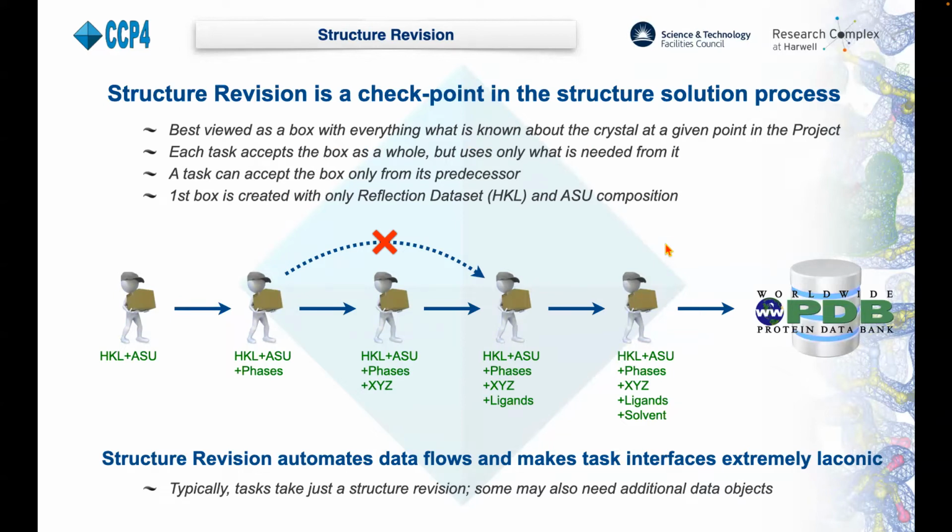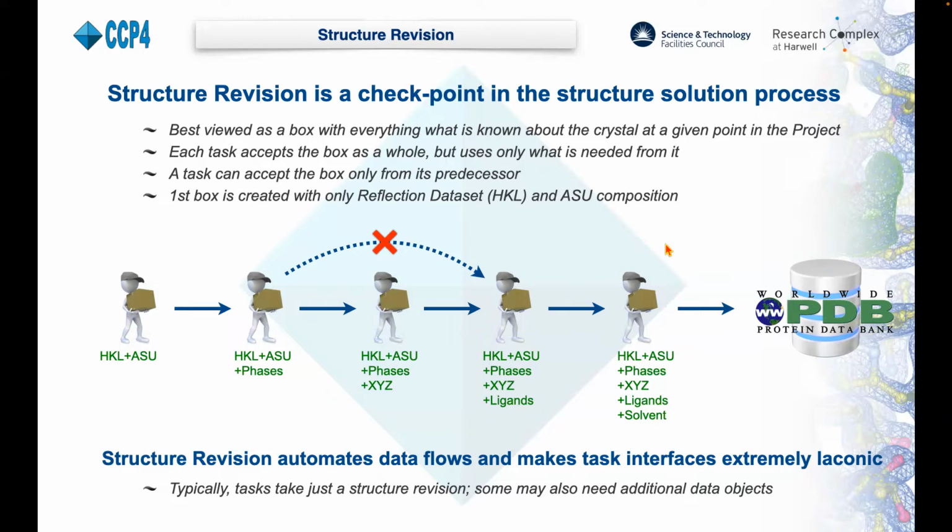So it's a checkpoint, a data checkpoint in the project. Each task in Cloud accepts this box, uses what it needs from it, adds or replaces some data in it, and passes it over to the next task. A simple mechanism which automates and greatly simplifies data logistics in the whole system. And also it makes task interfaces extremely laconic, as you will see.